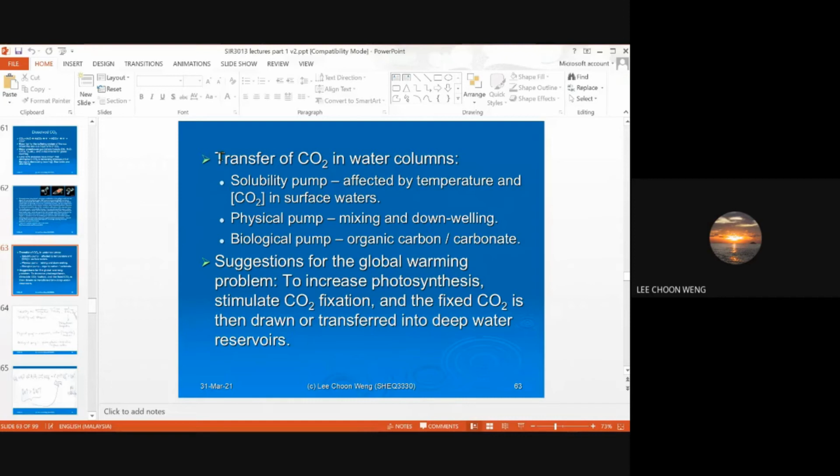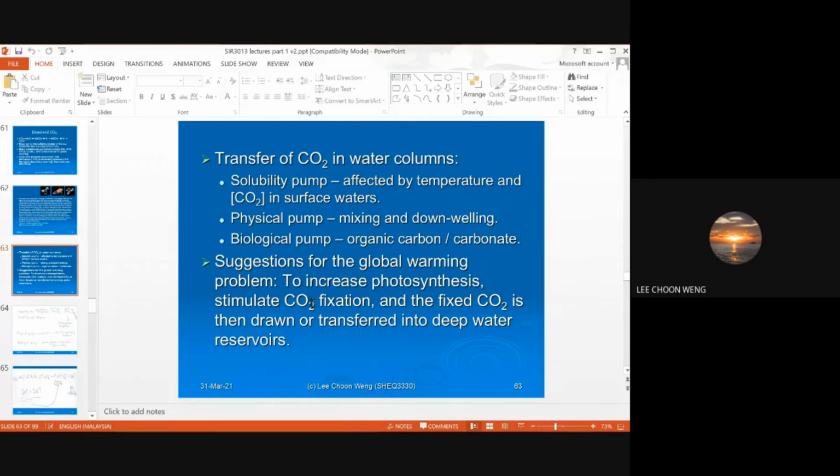So why is information about CO2 transfer important? Because this has been suggested as a solution for the global warming problem. The idea is, if we can increase photosynthesis, we can stimulate CO2 fixation, and then the fixed CO2 can be drawn or transferred into the deep water reservoirs. If you have learned about the Great Ocean Conveyor Belt, once the water is brought into the deeper layers, it remains there for 1,000 years.